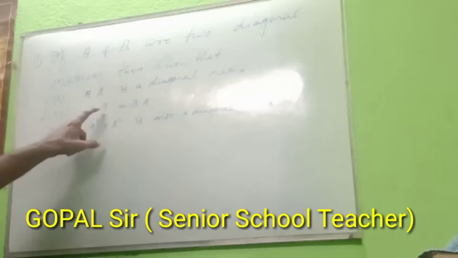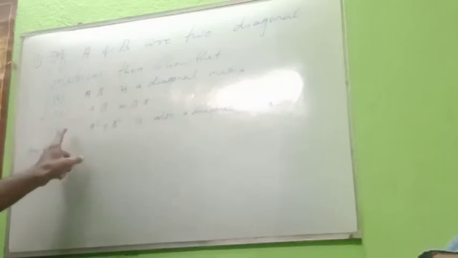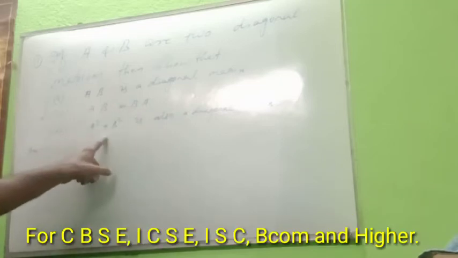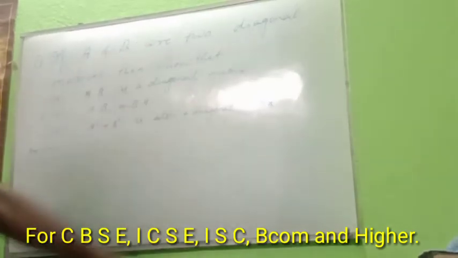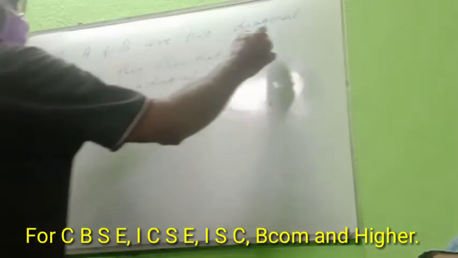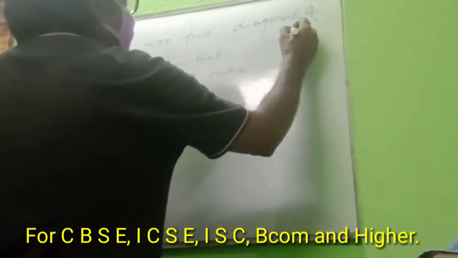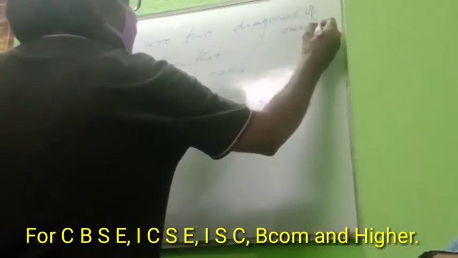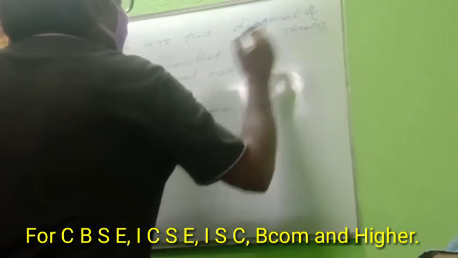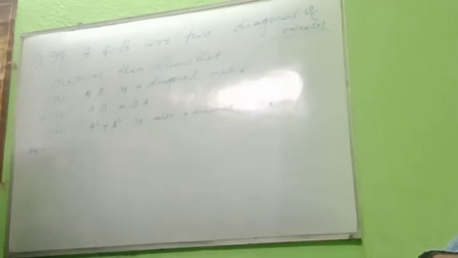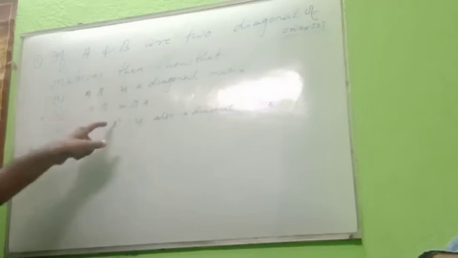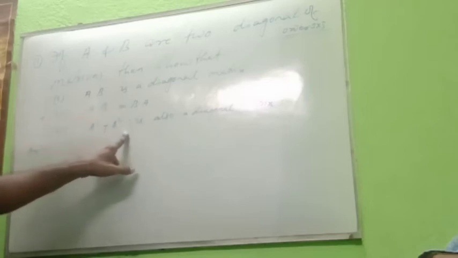Second, A into B is equal to B into A. Third, you have to show A square plus B square is also a diagonal matrix. A and B are two diagonal matrices of order 3 by 3. You have to show that A into B is a diagonal matrix, A into B is equal to B into A, and third, A square plus B square is also a diagonal matrix.